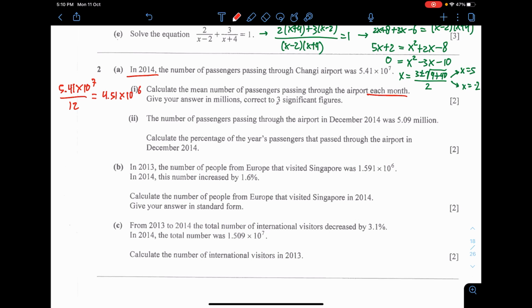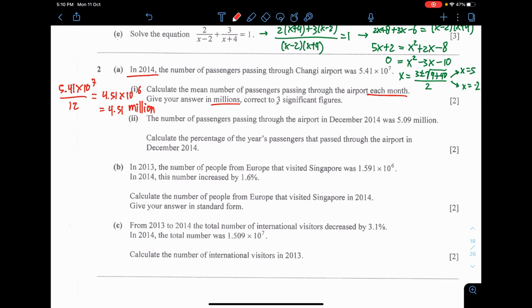Okay, I need to put them in terms of millions though. So then I just put 4.51 million. Million is 10 to the power of 6. Six zeros is what you call a million.